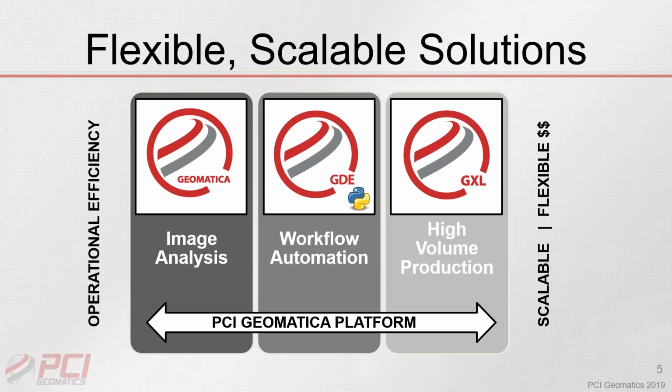In the middle between all of this is some glue that is common to both Geomatica and GXL, and that's our Geomatica API, which is a Python-based API, which allows you to automate workflows both at the desktop and at the enterprise level. So depending on how much operational efficiency you're looking to achieve, how much data you're processing, and how much budget you have, then basically what we're saying with this slide is we have a solution for you that can be custom made for your budget and your requirements.